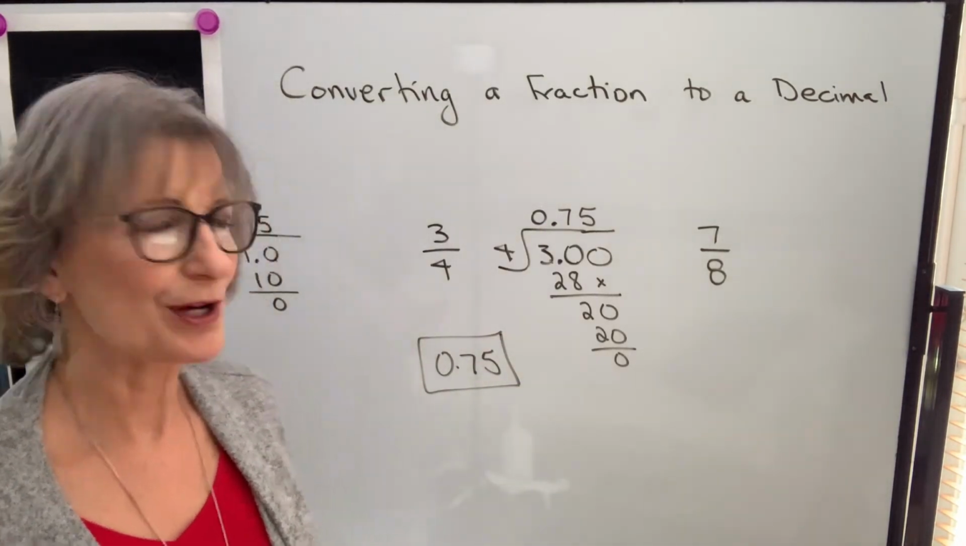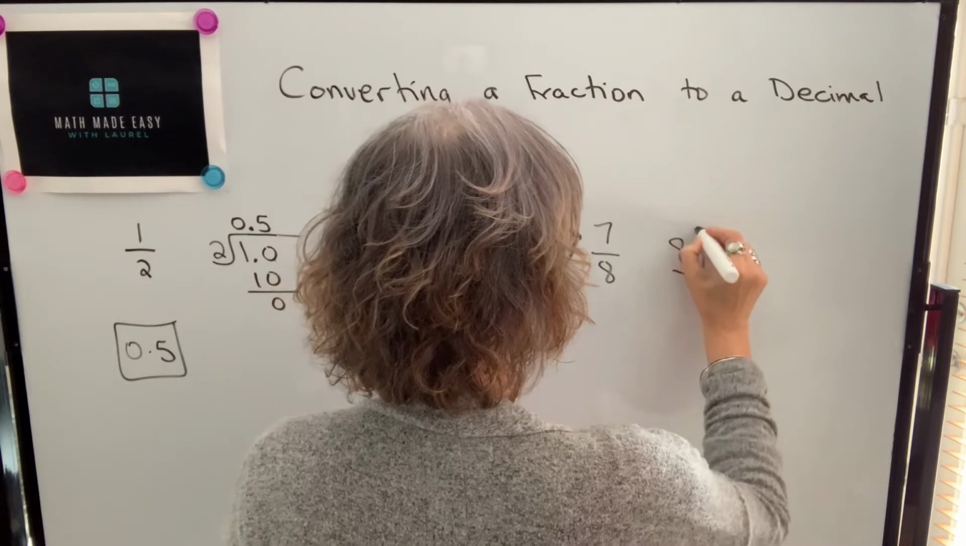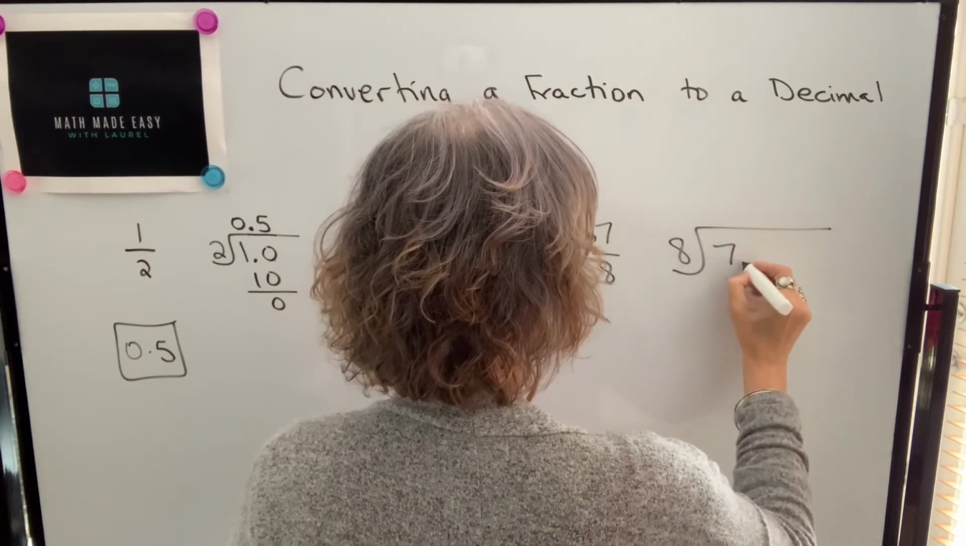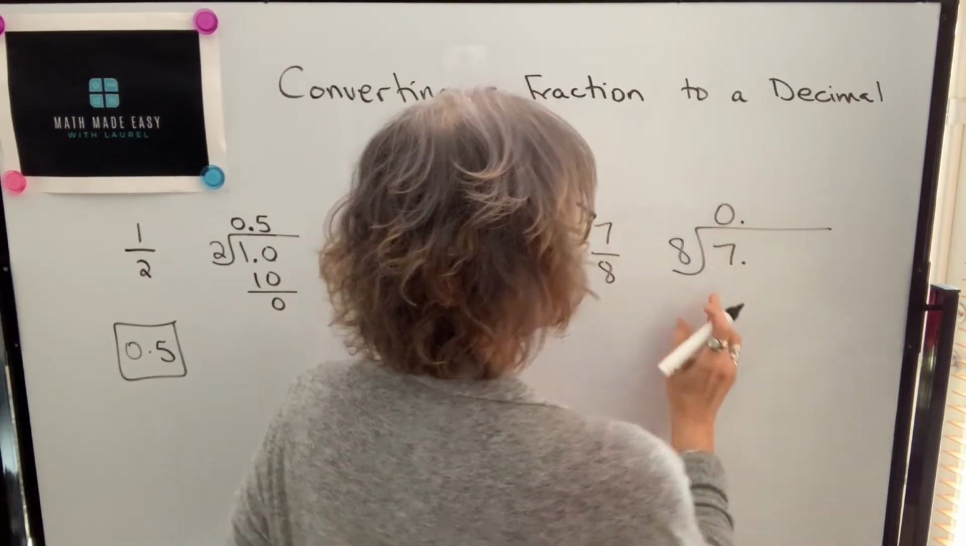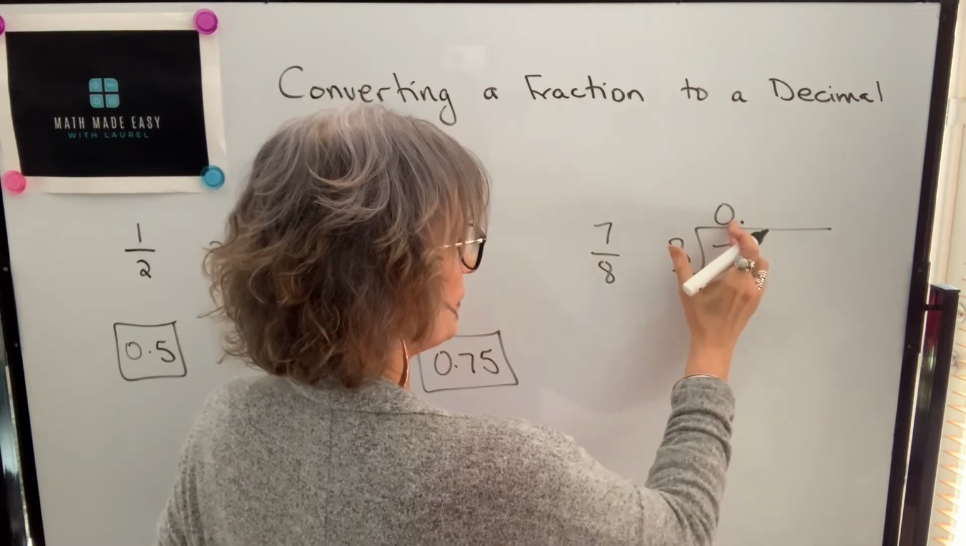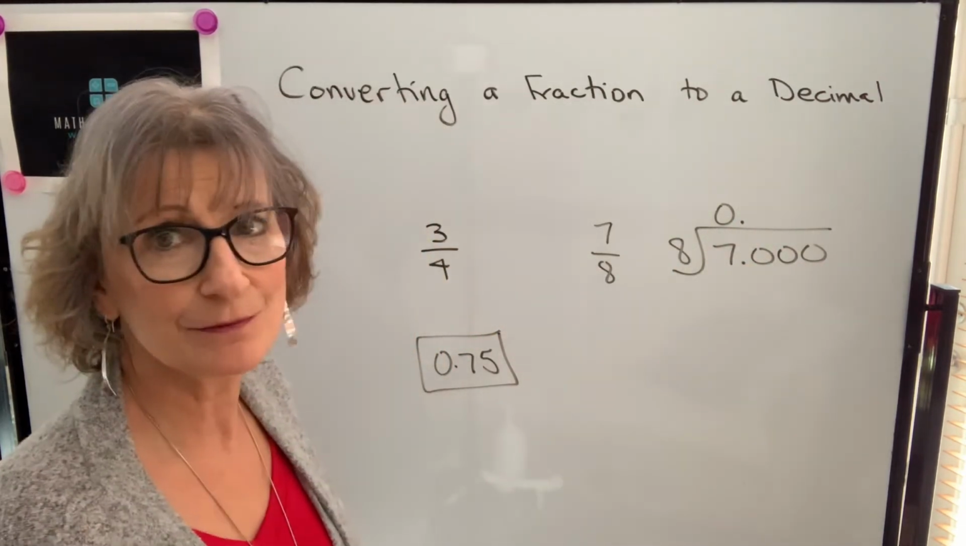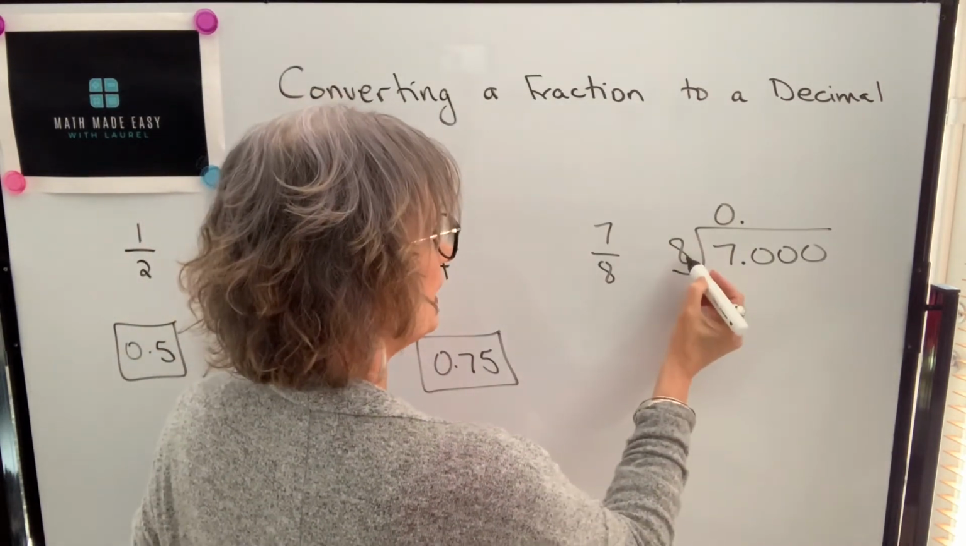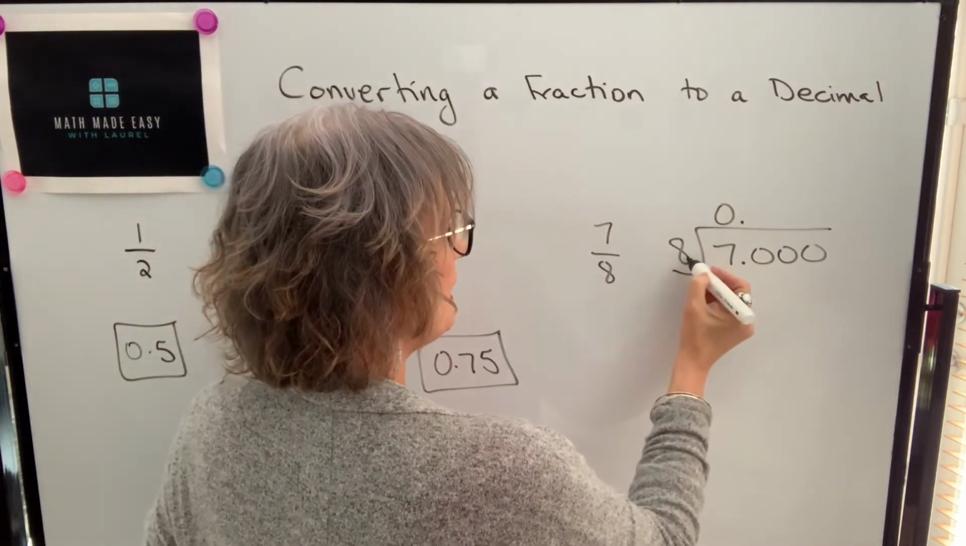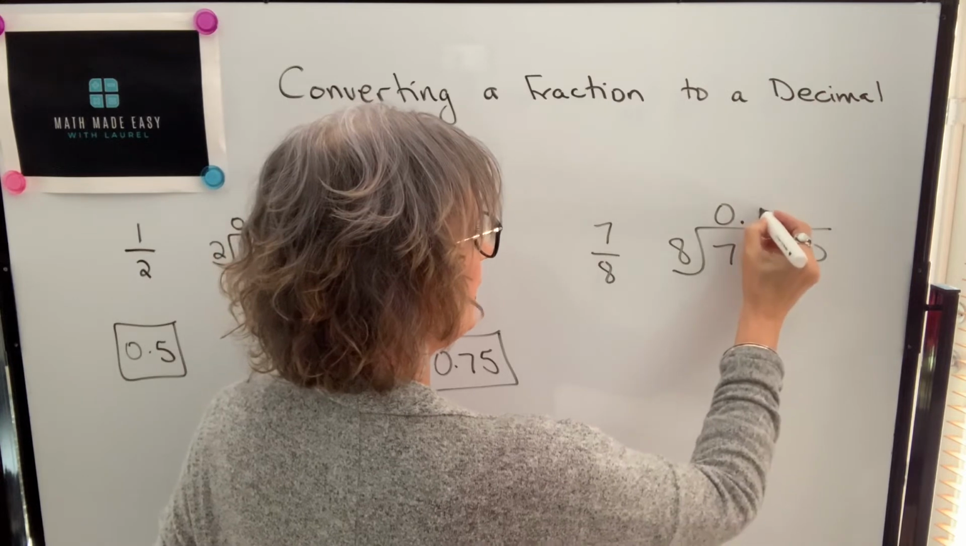7/8, same process. Eight doesn't go into 7, so we have a 0. We can put as many zeros after the decimal point as we need. We will see as we get going. 8 doesn't go into 7. 8 goes into 70 8 times.